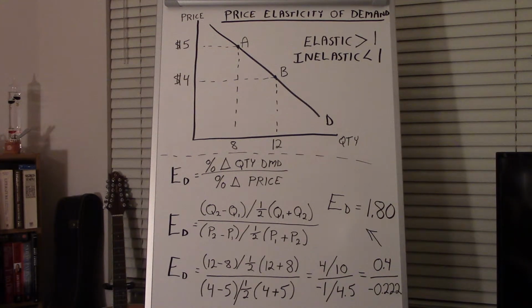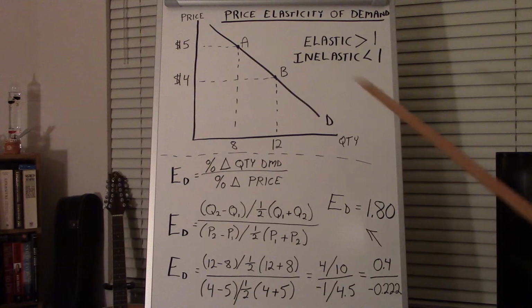So now let's just calculate. 4 divided by 10 is 0.4. -1 divided by 4.5 is -0.222 continued. So 0.4 divided by -0.22 is -1.8. But as we say in economics, since price elasticity of demand is always negative, we ignore that temporarily. It doesn't mean it's not important, but we just always know it's negative, so we're really looking at the value itself. So the value is 1.8.